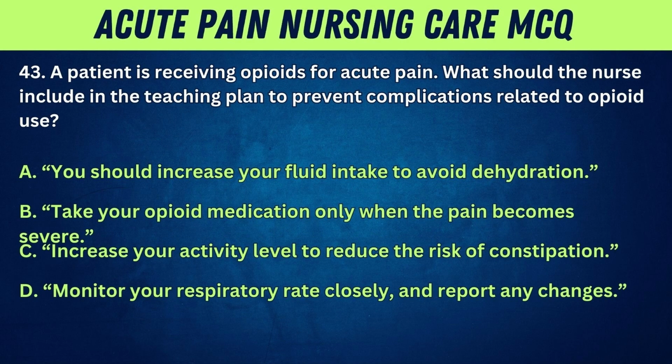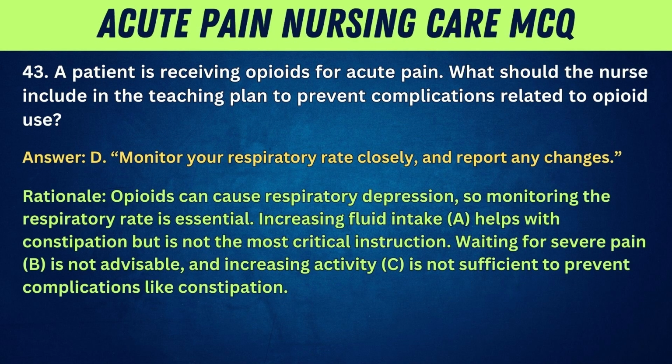43. A patient is receiving opioids for acute pain. What should the nurse include in the teaching plan to prevent complications related to opioid use? A. You should increase your fluid intake to avoid dehydration. B. Take your opioid medication only when the pain becomes severe. C. Increase your activity level to reduce the risk of constipation. D. Monitor your respiratory rate closely and report any changes.